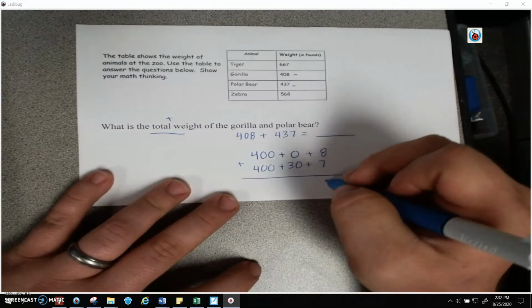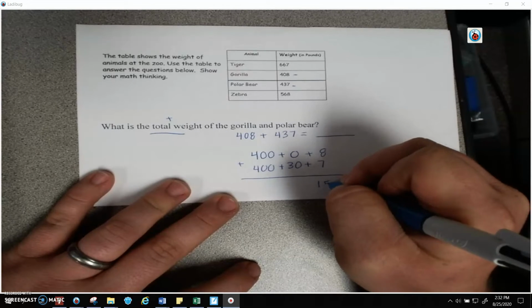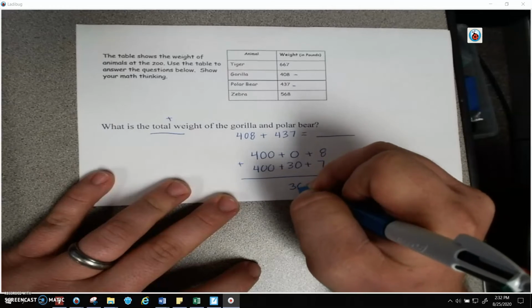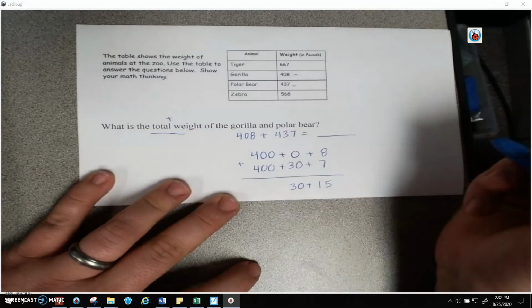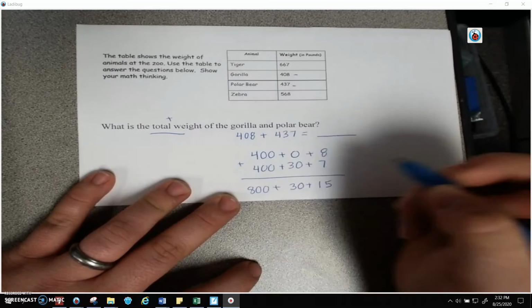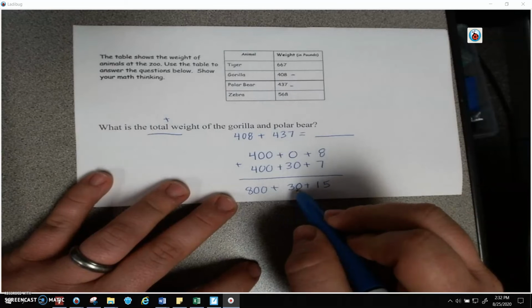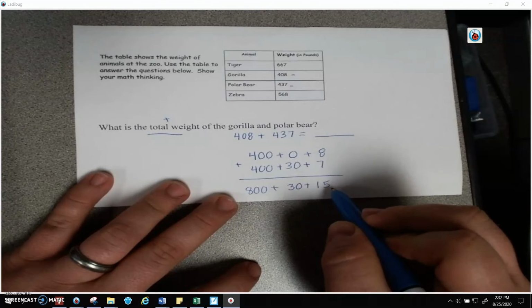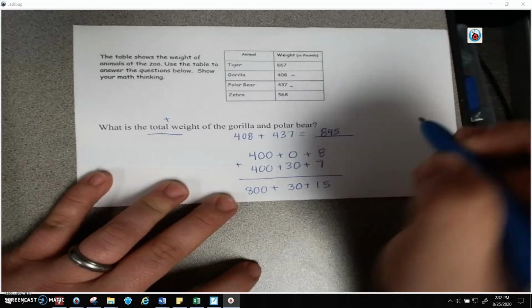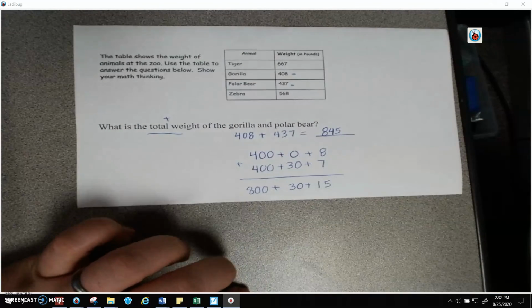Alright, so now I'm going to add these together. So 8 plus 7, that's going to give me 15. 0 plus 30 is going to give me 30, 3 tens. And then 400 plus 400 gives me 800. Now I need to take this out of expanded form. So I have 800 plus 30 would give me 830 plus another 15 would be 845. So my answer is 845. That would be the total weight of the gorilla and the polar bear.